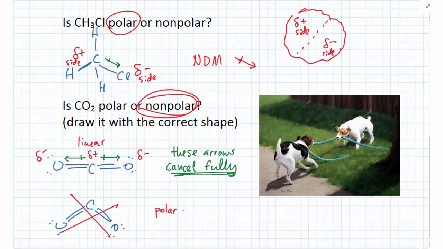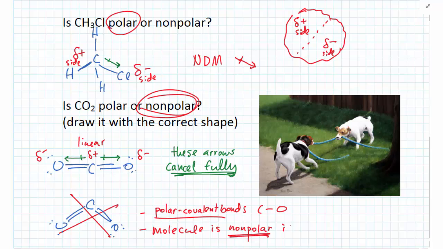Okay? We can have polar covalent bonds. We do have polar covalent bonds, right? The CO, okay? But the molecule is non-polar if what about those polar covalent bonds happens? If their forces exactly cancel. Okay?